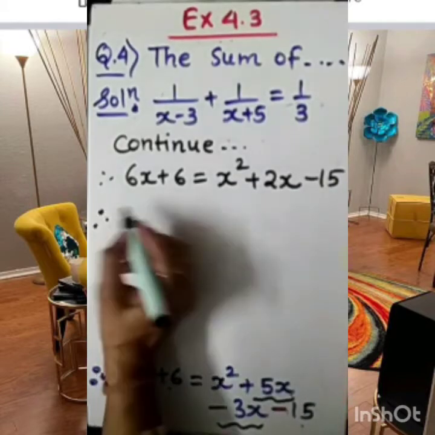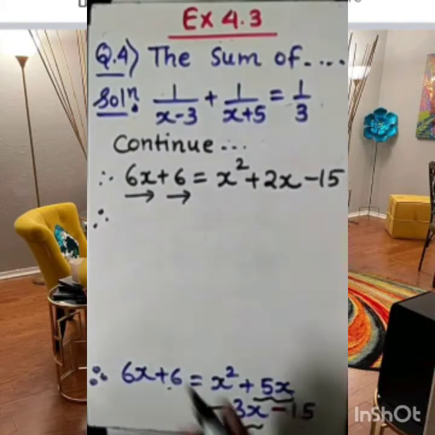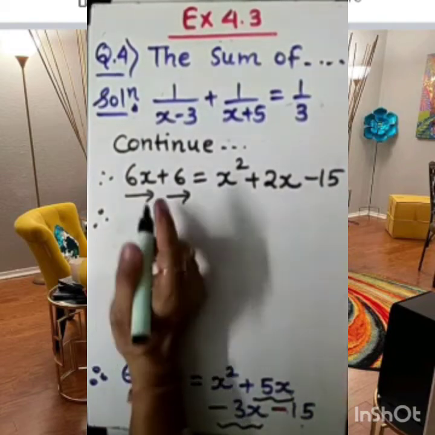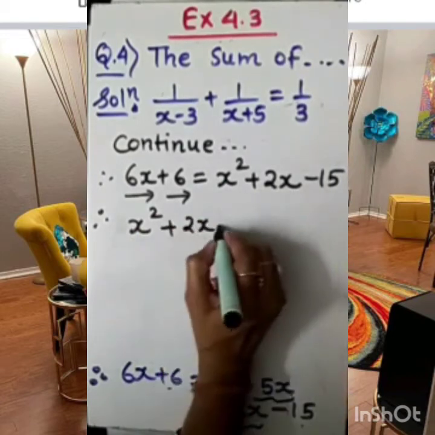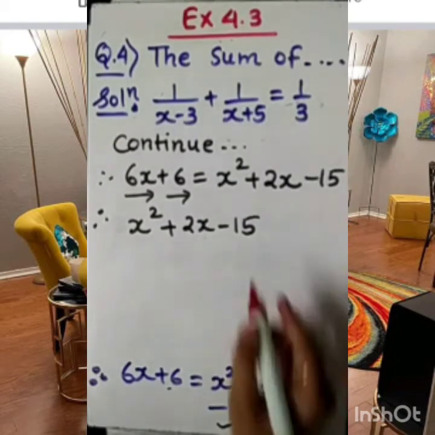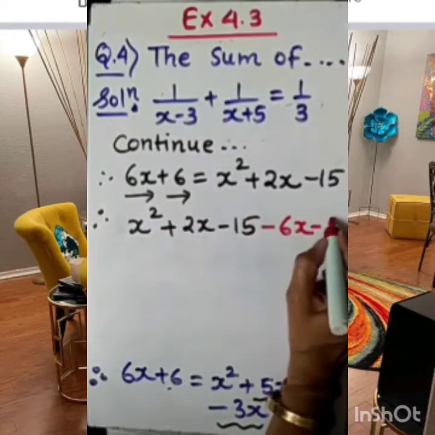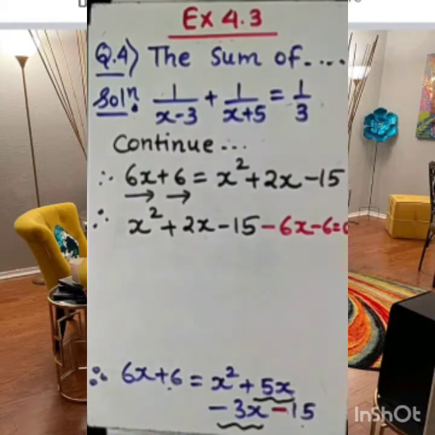Now I am going to transpose both of these terms to the right side. So what do I have? It will be x square, this side already, plus 2x minus 15. And now both of these terms I am shifting to the right side. So plus 6x will be minus 6x and this plus 6 will be minus 6, which is equal to 0. Got it?